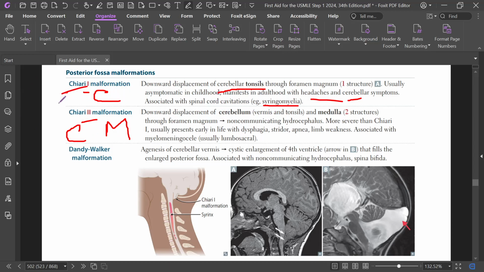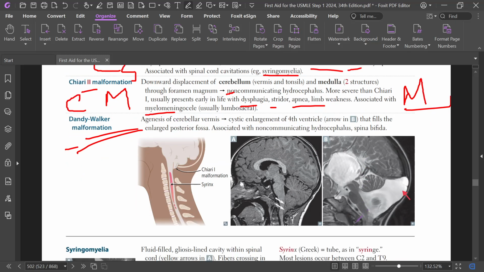Chiari 1, syringomyelia. In Chiari 2, non-communicating hydrocephalus is found, more severe than in Chiari 1, and it comes with dysphagia, difficulty in swallowing, stridor, then apnea, cessation of breathing, and there may be limb weakness, associated with myelomeningocele. In Chiari 1 the association is syringomyelia; Chiari 2 is associated with myelomeningocele.